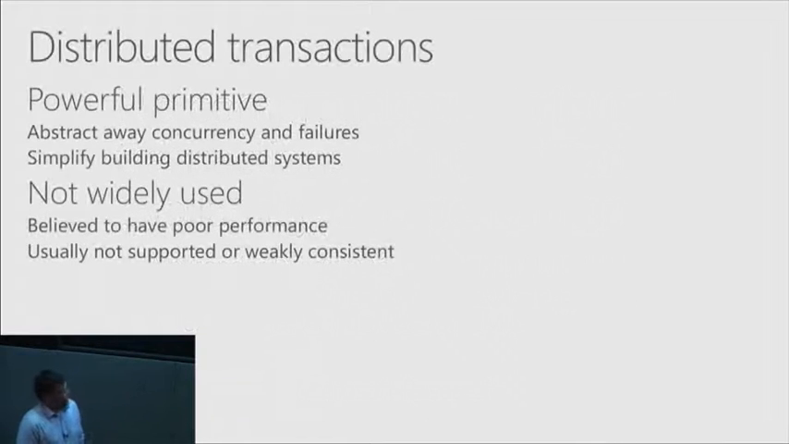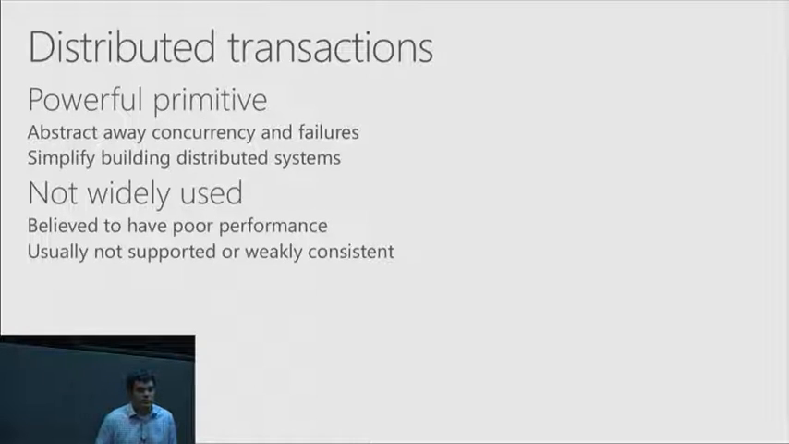Okay. So as most of you know, distributed transactions are a really powerful primitive. They provide a very nice high-level abstraction of a distributed system. Basically, they represent the whole distributed system as a single machine that never fails and executes transactions one after another. And this means that it hides all the details of concurrency and failures which make distributed systems hard. So building or using distributed transactions really significantly simplifies using a distributed system.